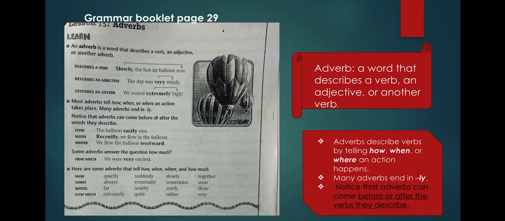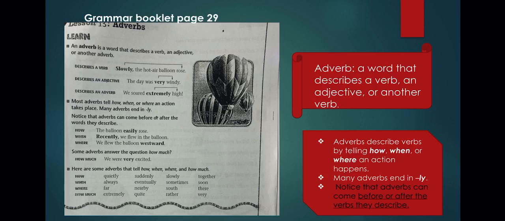Some adverbs describe the verb by answering the question how much. For example: We were very excited. How much were we excited? Very. So you can ask how, when, where, or how much, according to the sentence you have and the verb you have, to know the adverb.